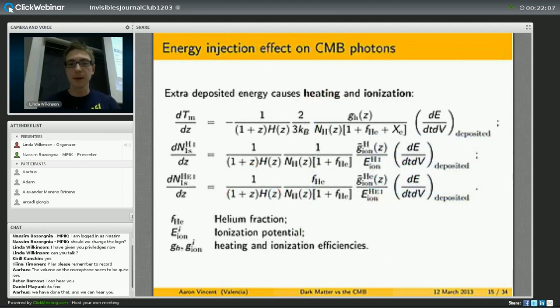So, what does this do now to CMB photons? You have this deposited energy that we've just calculated, and this can go either into heating or into ionization of the matter that's present in the universe. These factors G just tell you the respective efficiencies for heating and for ionization of the medium. And all these terms down here are normalizations to the matter content. This just comes from changing your rates per unit time to rates per unit redshift.